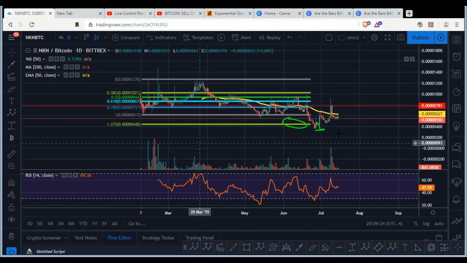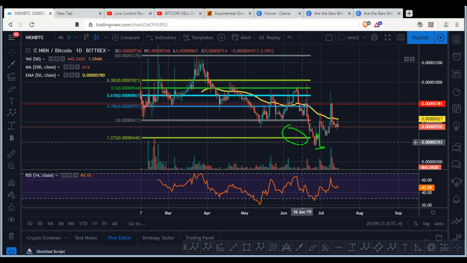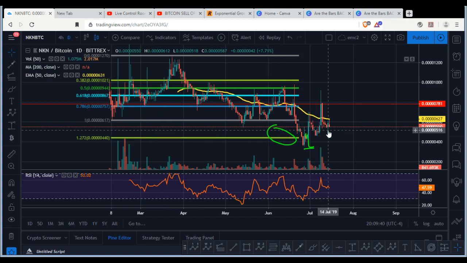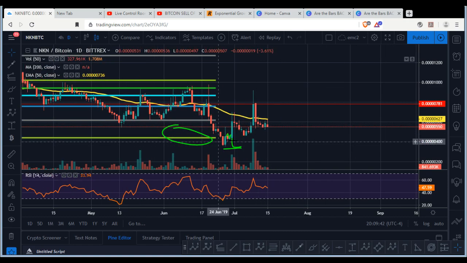So NKN, we came back down to this area of 1.27. I can't remember the last time we talked about NKN, but it came back down to this area of 1.27 Fibonacci, and I think we've been looking for a reversal. But it didn't even give us a chance to drop down. It just pushed to the upside. We've been looking for this retest before it pushed to the upside.